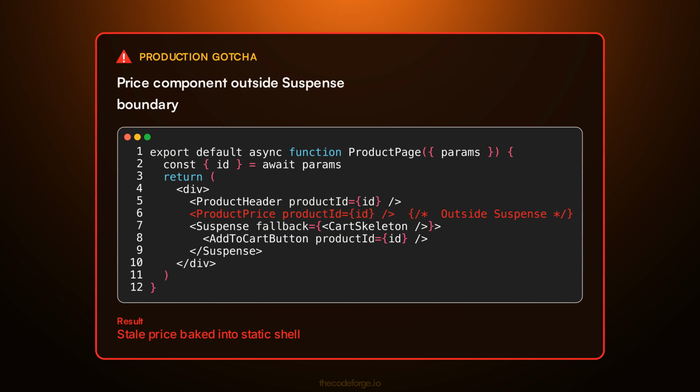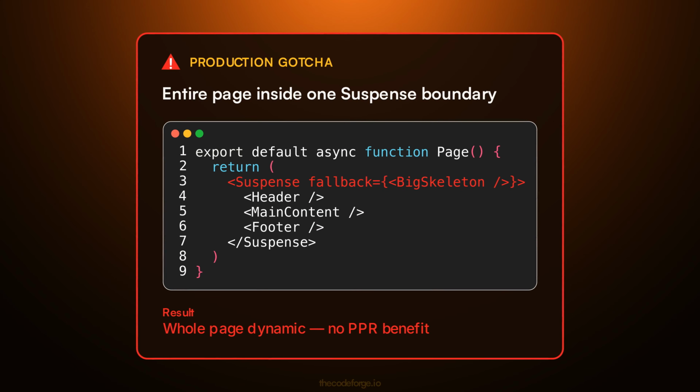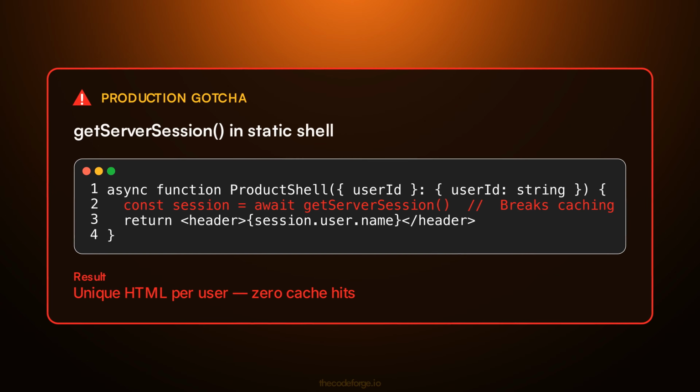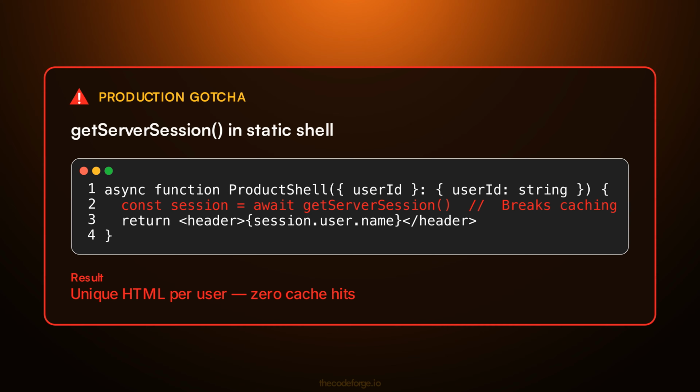The product price component is outside any suspense boundary, so PPR pre-renders it at build time. The price becomes stale as soon as data changes. Wrapping the entire page in one suspense boundary defeats PPR. The whole page becomes dynamic, no static shell is served. TTFB is the same as full SSR. Calling getServerSession in a cache component generates unique HTML per user. The content delivery network cannot cache it, so every request hits the server. Move auth checks into dynamic suspense boundaries.